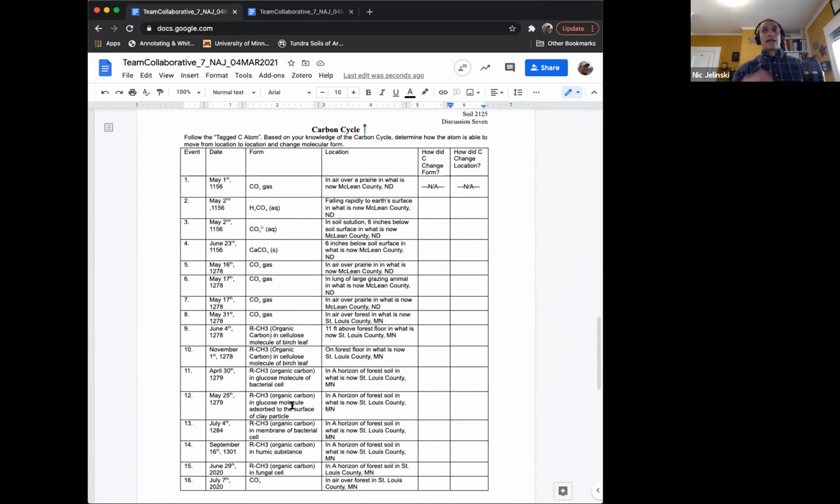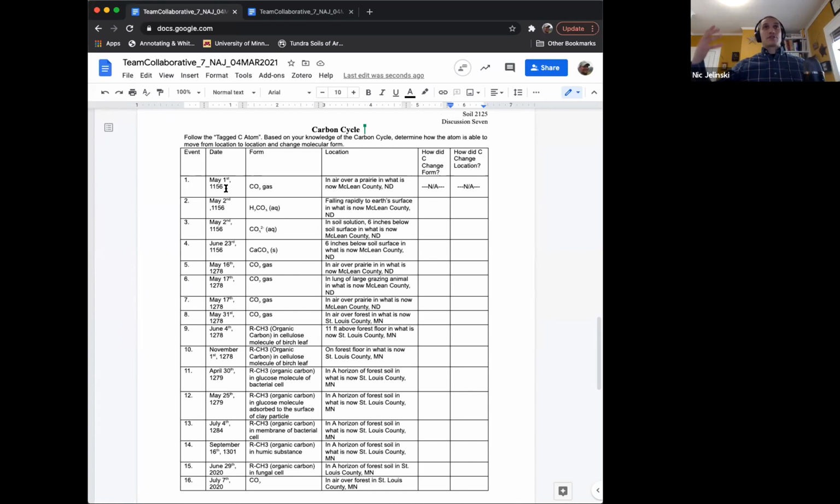Same thing, we follow a carbon atom. Note that the dates are very different here. This was really fun to put together. So this carbon atom tracking starts on May 1st, 1156 AD. And our carbon atom, you'll see if you really get into this, is going to get inhaled by a bison, exhaled by a bison. It's going to end up in the soil organic matter. It's going to go back up to the atmosphere. It's going to end up as part of a leaf in a forest and then in the soil organic matter.